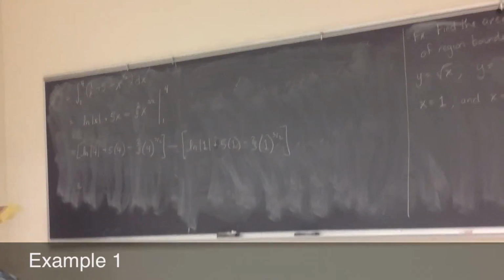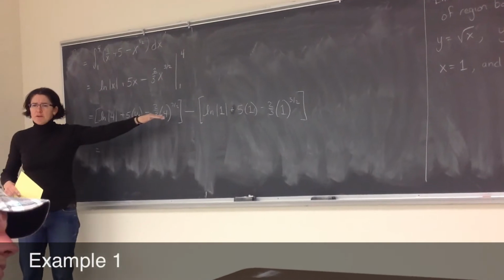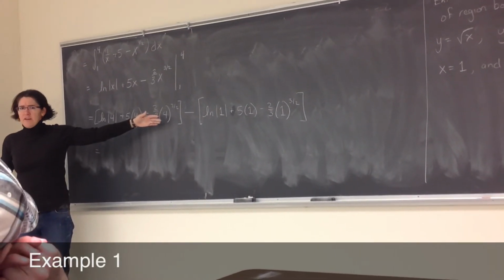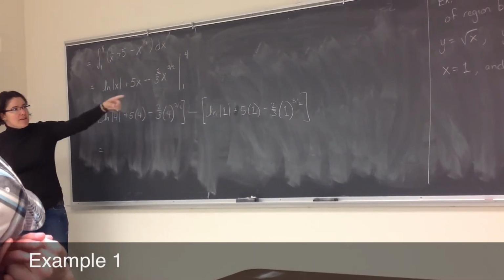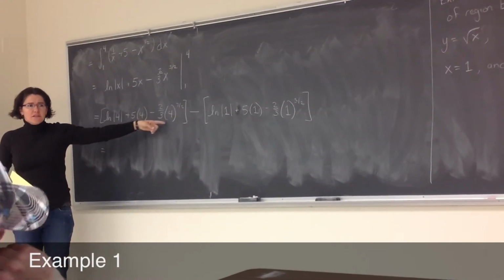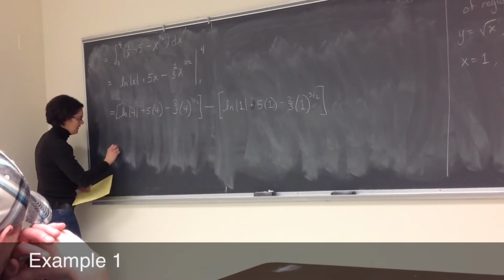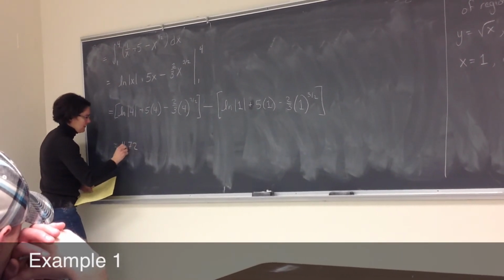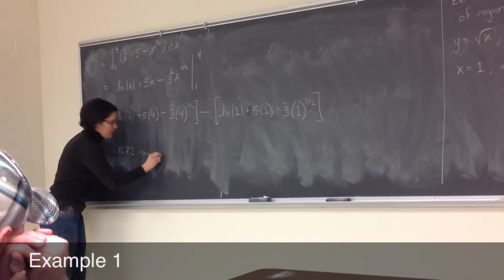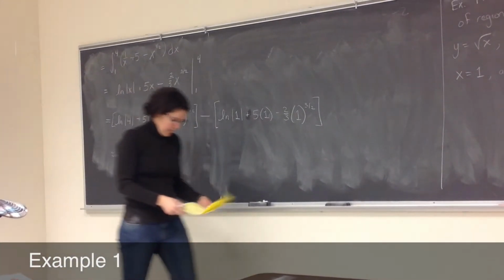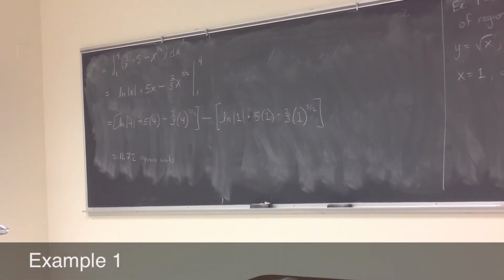Alright, so I guess technically this is a legitimate final answer. I mean, it's entirely in terms of numbers, so you could call this a final answer. But it's not really satisfying, right? This really doesn't tell us anything about the area of that shaded region. So if you were to type this into your calculator, you should double check and see that you get something approximately close to 11.72. And that would be square units. Okay, any questions or comments?